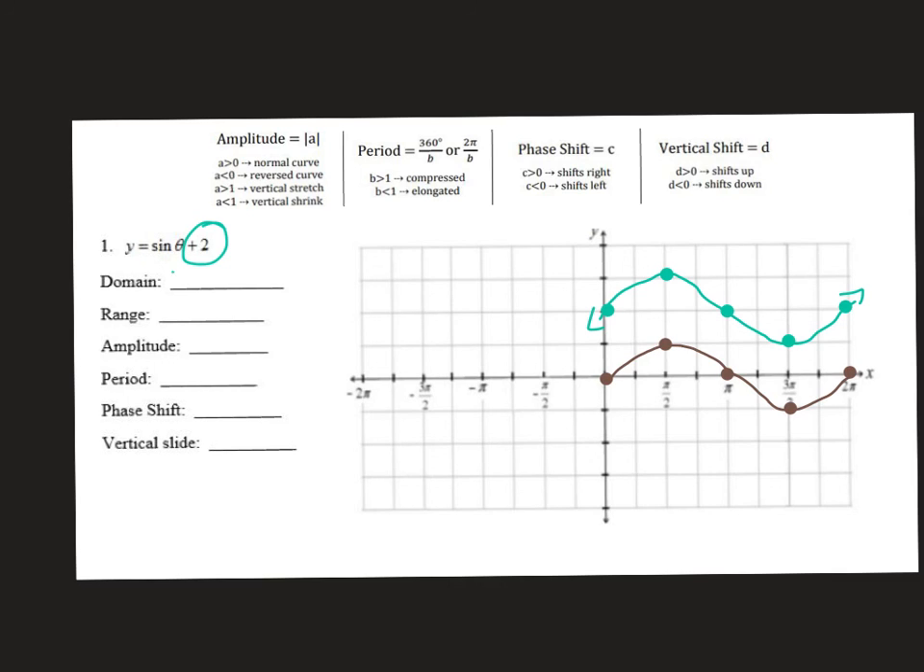So our domain here is still negative infinity to infinity. Our range, the lowest value we tend to hit is this minus 1 over here. Highest value is at 3. So our range is, sorry, not minus 1, positive 1 to 3. Our amplitude is going to be 1 because given the midline that is here, our highest point is 1 unit above, our lowest point is 1 unit below. Period is still going to be 2 pi. Phase shift, none. Vertical shift, up 2.